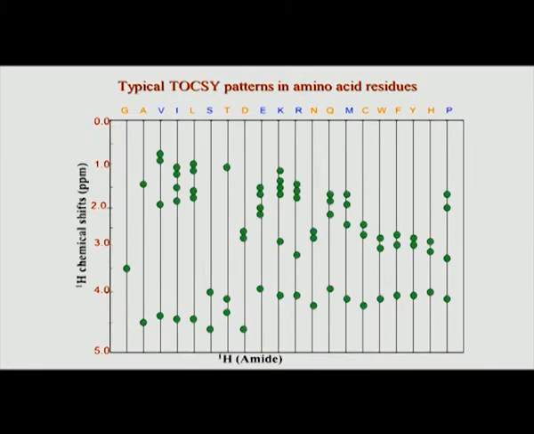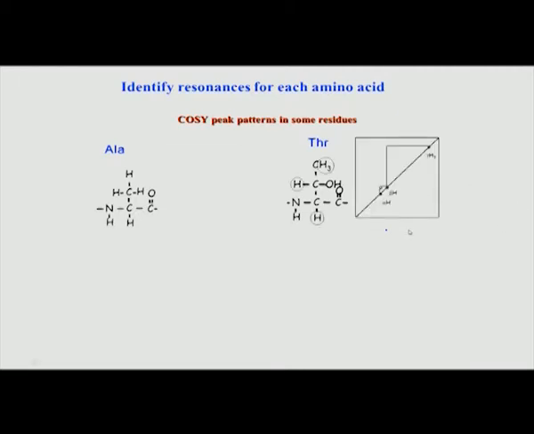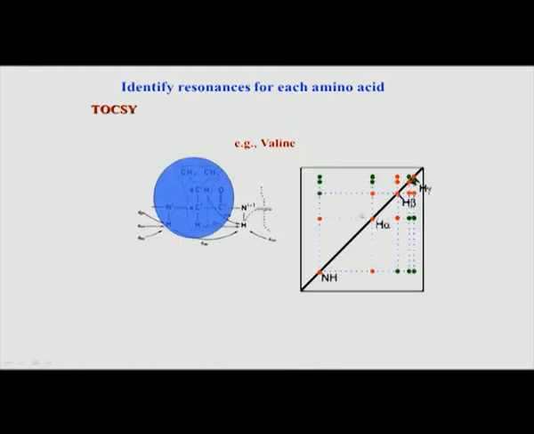Let us go back to the sequential assignments. We saw the COSY pattern, we saw for threonine what the chemical shift patterns are for different types of amino acids, and we looked at valine. In valine you have the amide proton, and then alpha, beta, gamma 1 and gamma 2. This is a beta proton, these are the 2 gamma protons, and this is the alpha proton. This is a peak pattern which is characteristic for each amino acid.